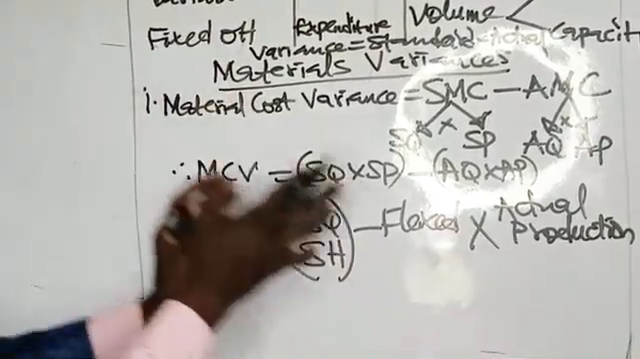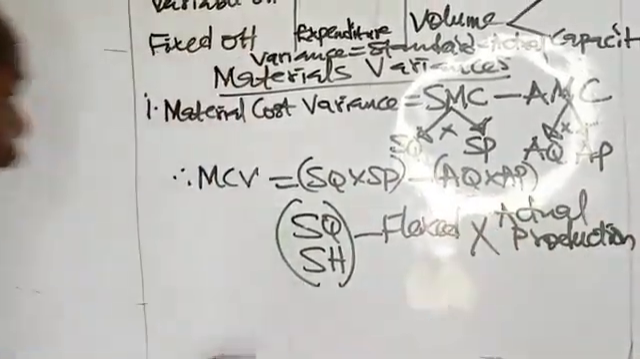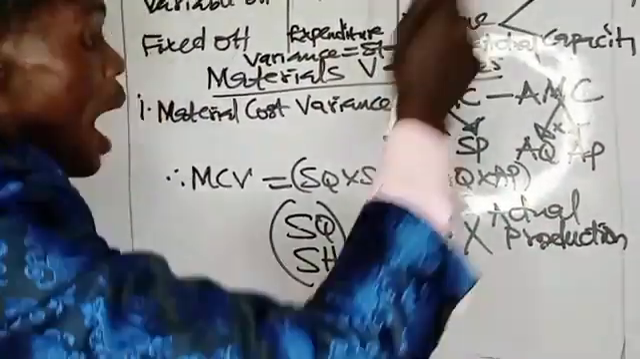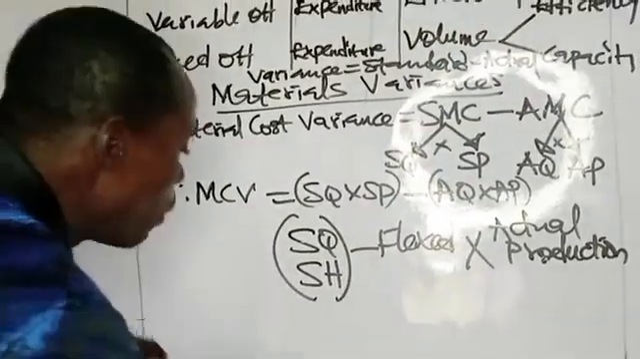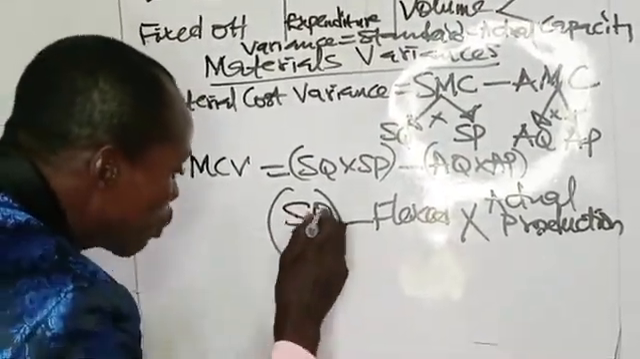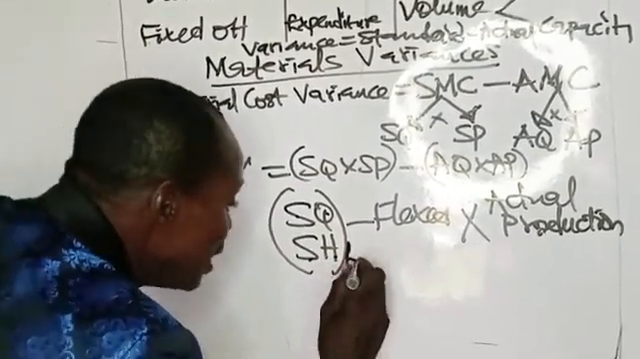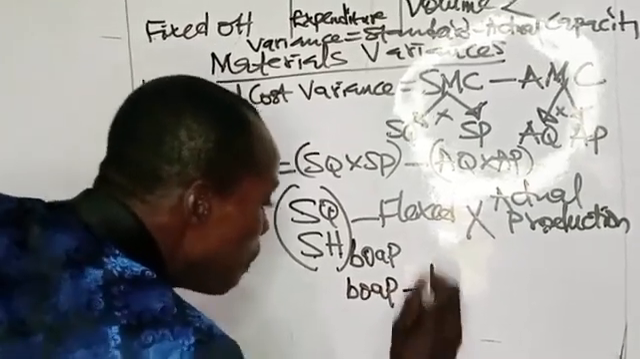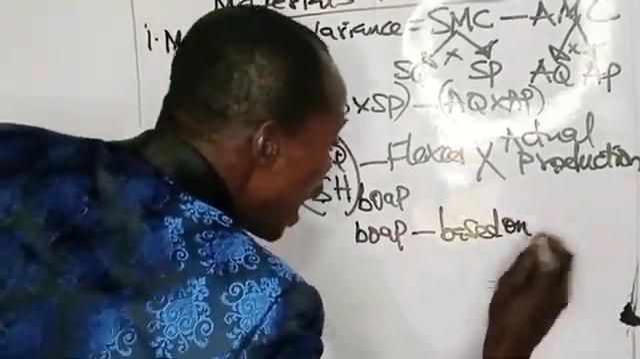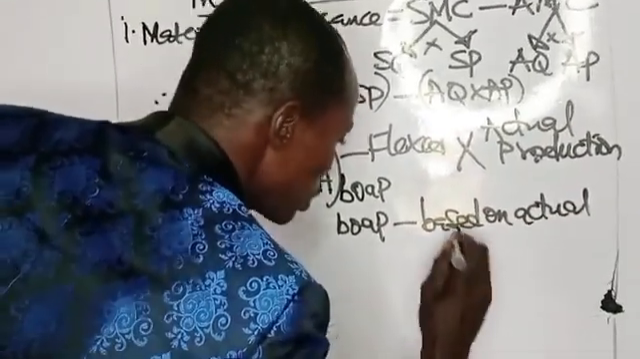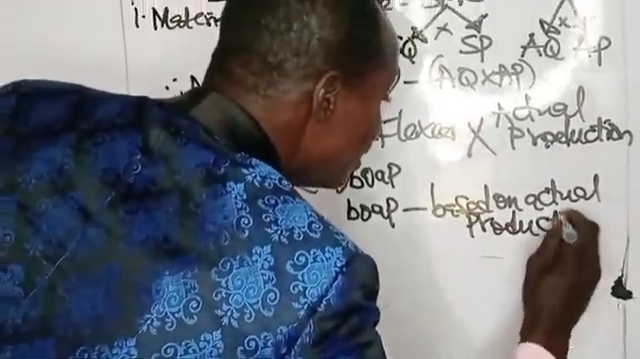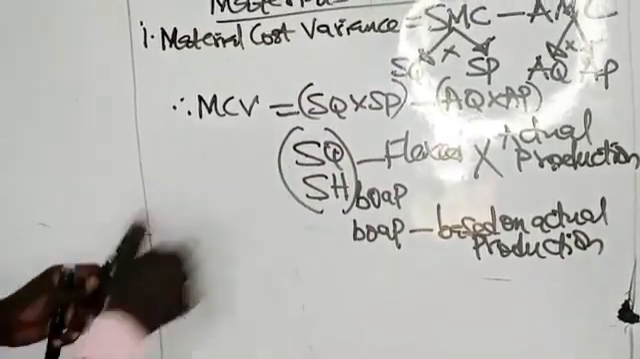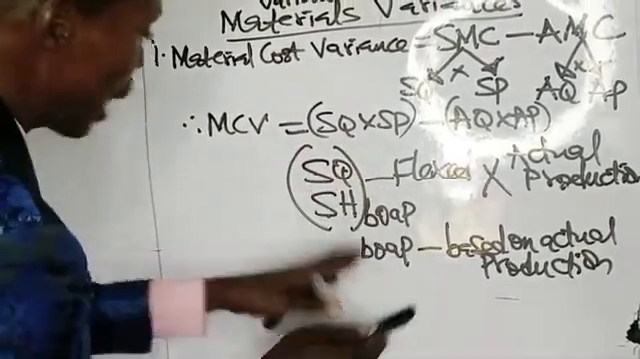So there is a difference between standard quantity and actual production. Actual production is the actual output achieved. Anytime you see standard quantity or standard hour, you only put it based on actual production, BOAP. It means based on actual production. Based on actual production means you multiply each of the items, because you'll be given them on a unit basis, by actual production.